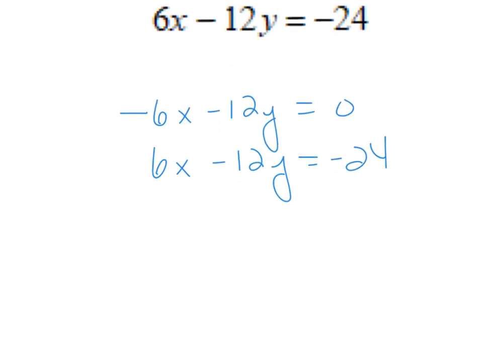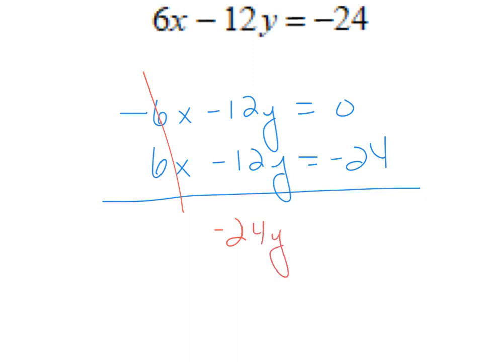Okay, now when I'm looking here, you've got to be careful. A lot of you are going to want to try to cancel out those 12s. Don't do that. You're going to cancel out those 6s, and you get negative 24y, right? Because you're putting them together. That equals negative 24, so when I divide, y equals 1.